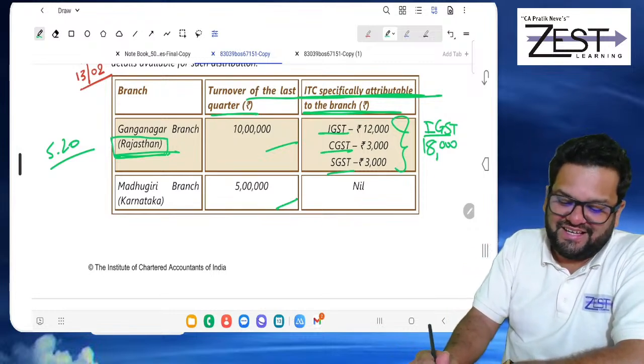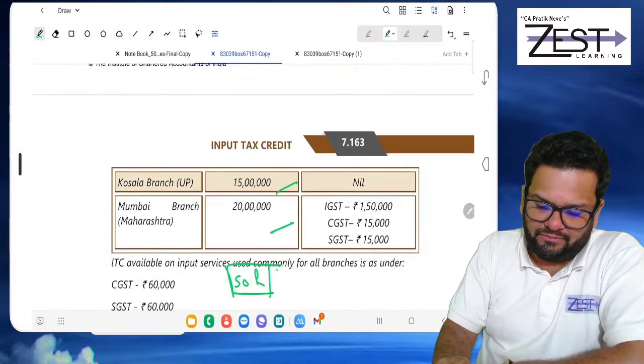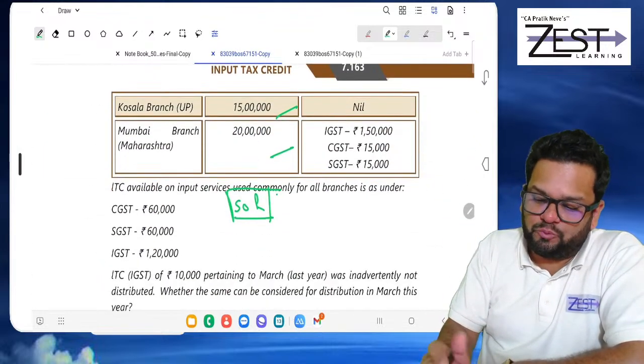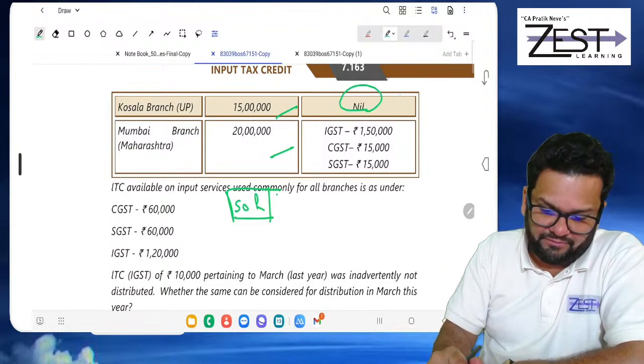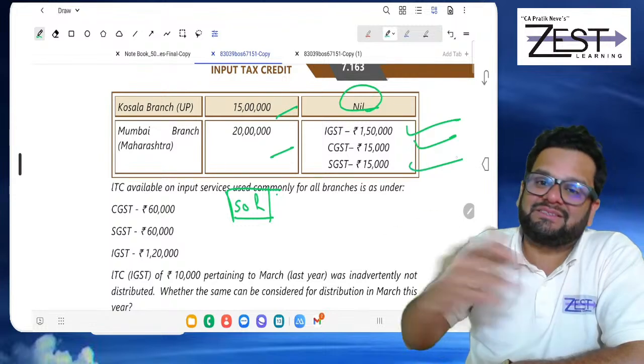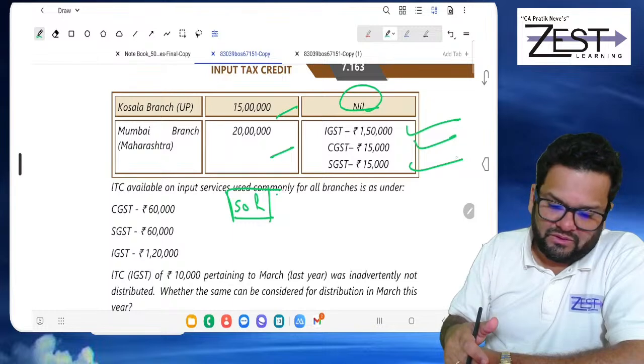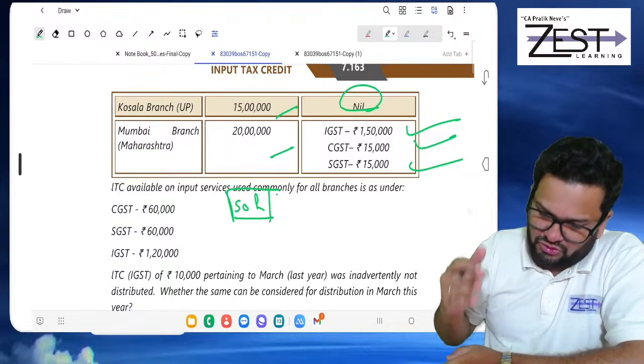Yes, sir. Madhugiri branch nil, so no problem. Kosala branch UP nil, so no problem. Mumbai branch, in Mumbai branch, I can give it as it is because ISD is in Maharashtra only. Friends, have you understood till this point?